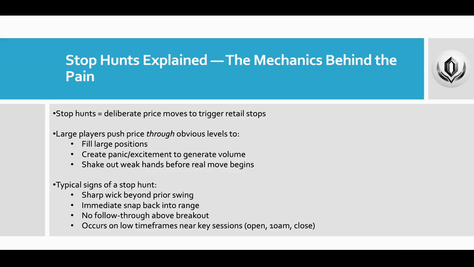So how do you recognize it in real time? The move is often fast and sharp. You get a big wick with little to no follow through. The breakout does not hold structure. It fails quickly. And it often happens around high volume windows, like the bell at 9:30, 10 a.m., later in the day at power hour.